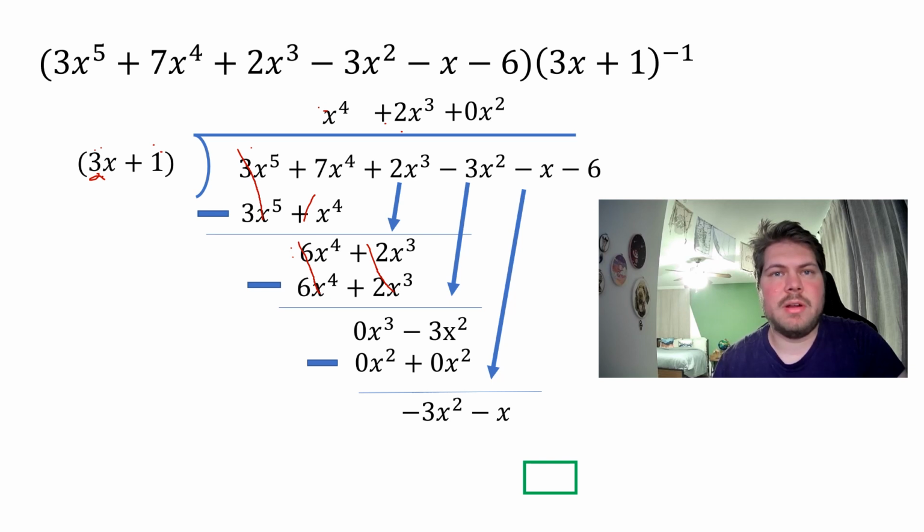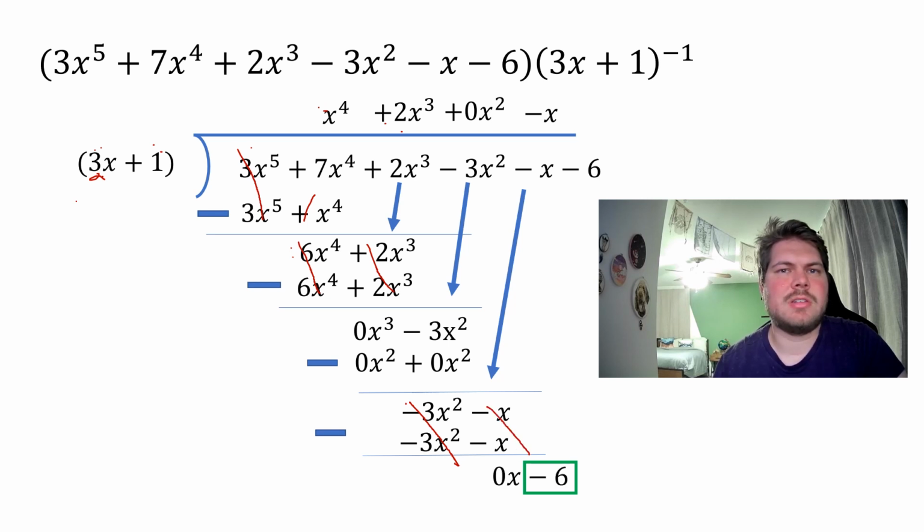Well, we have 3's, but one's negative, so we need a negative. And then we have one more x, so -x. Now -x times 3x would give us -3x squared, which is what we want. And then -x times 1 would be -x. And then we subtract these. These cancel out, and then these actually cancel out. So we get 0x. And then we bring the -6 down.